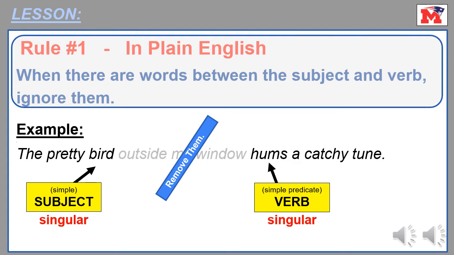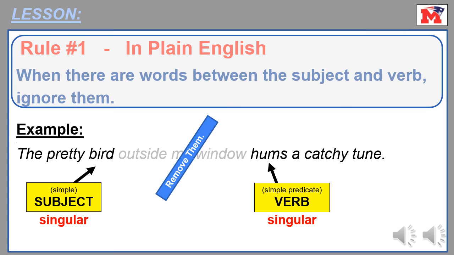So let's move forward. Rule number 1 in plain English states this: when there are words between the subject and the verb, ignore them. Here's a good example. The pretty bird outside my window hums a catchy tune. The words outside my window are stuck between the subject and the verb, and they can easily confuse us. So let's make them disappear. And we see the pretty bird hums a catchy tune.